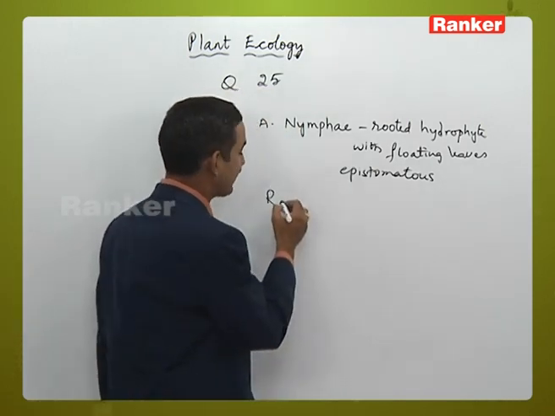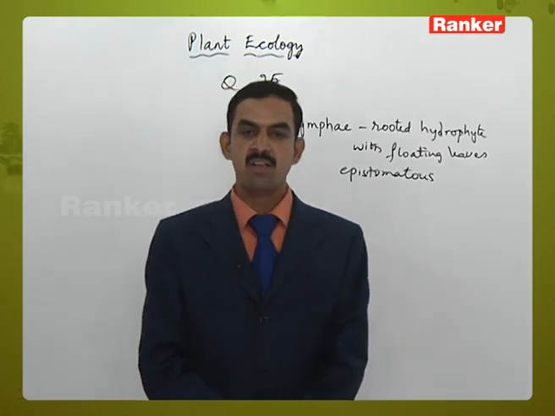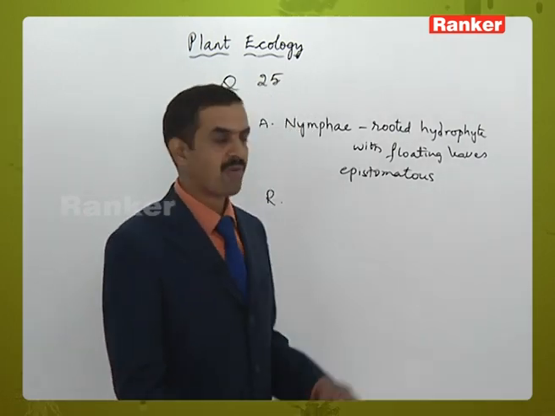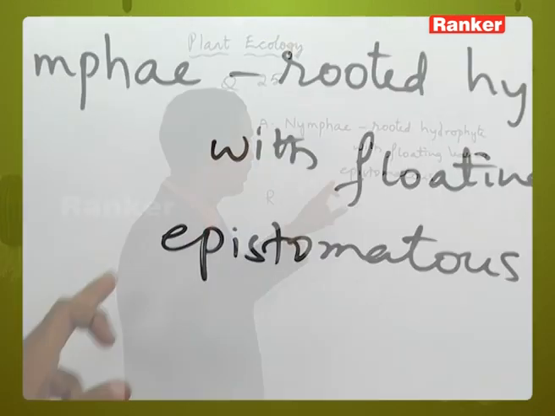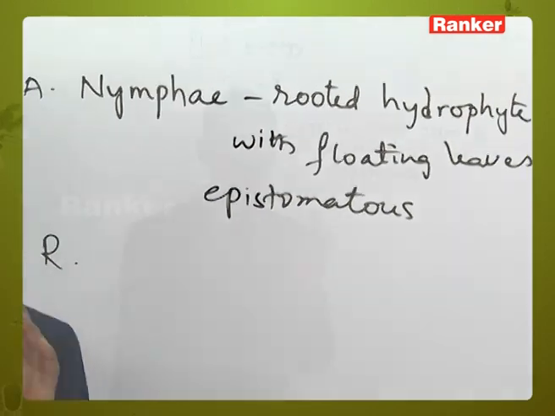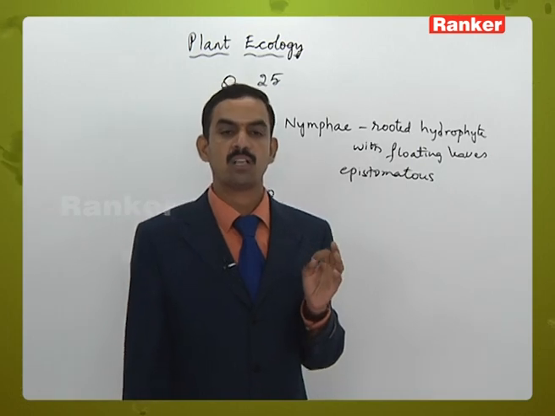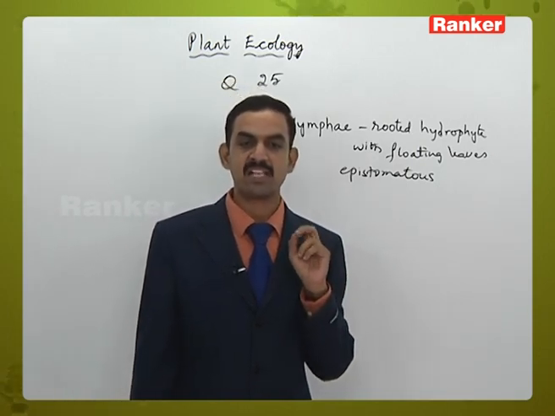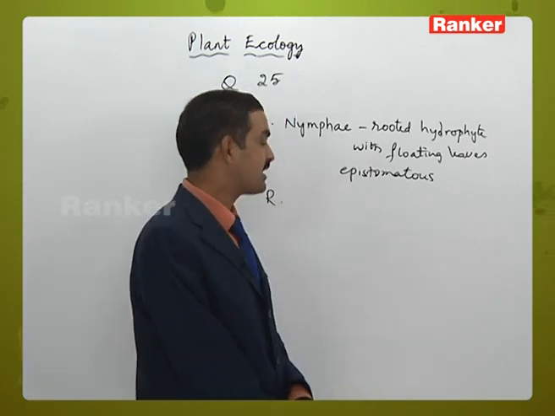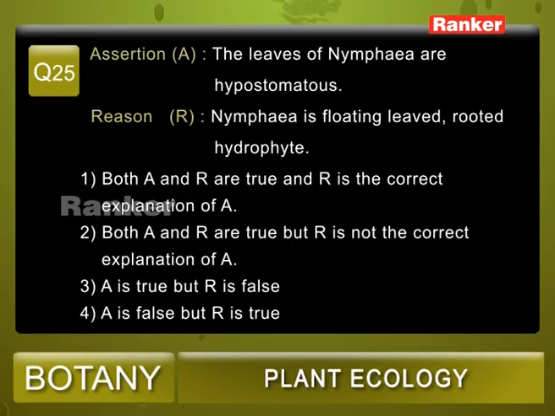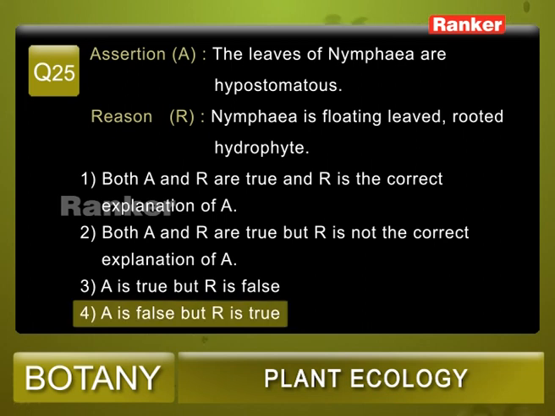Then coming to the reason statement. Nymphaea is a floating leaved rooted hydrophyte. Already we said that it is a floating leaved rooted hydrophyte. So the reason statement related to Nymphaea is correct. So from assertion and reason we can say that the assertion statement is false, whereas the reason statement is correct. Question number 25, the correct answer is 4.